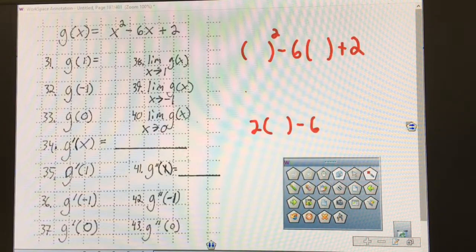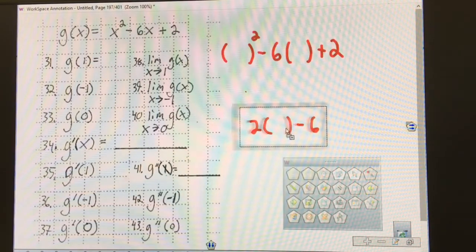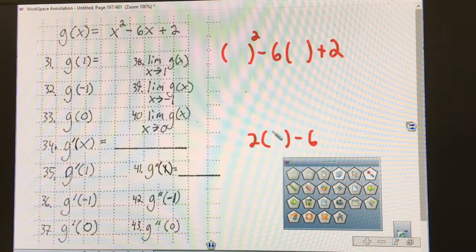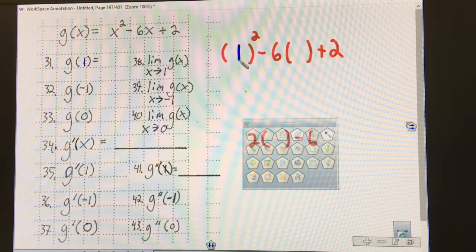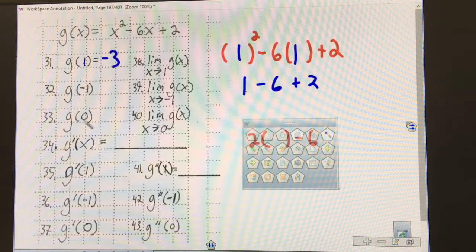So I have my template over here to plug the values into, just to make it a little bit easier. And let's see what we're going to do. For g of 1, I take 1, and I'm going to plug it in for x. And notice I have x squared, so that would be 1 squared minus 6 times 1 plus 2. So that's going to be 1 minus 6 plus 2. That will give me 3 minus 6. That should equal -3.